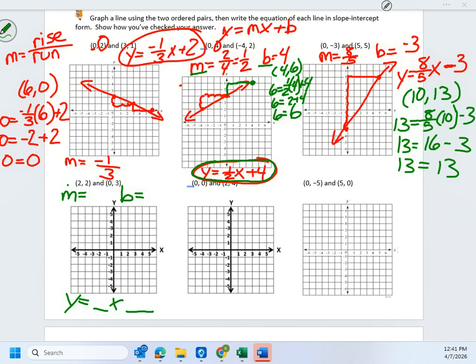Okay? So it's either going to be a plus or a minus, your y-intercept. What if that y-intercept is 0? Do we have to put plus or minus something? No. Okay. So you're going to do all those steps. Plot, find your slope, find your y-intercept, write it in that slope-intercept form, and then check it. Any questions?